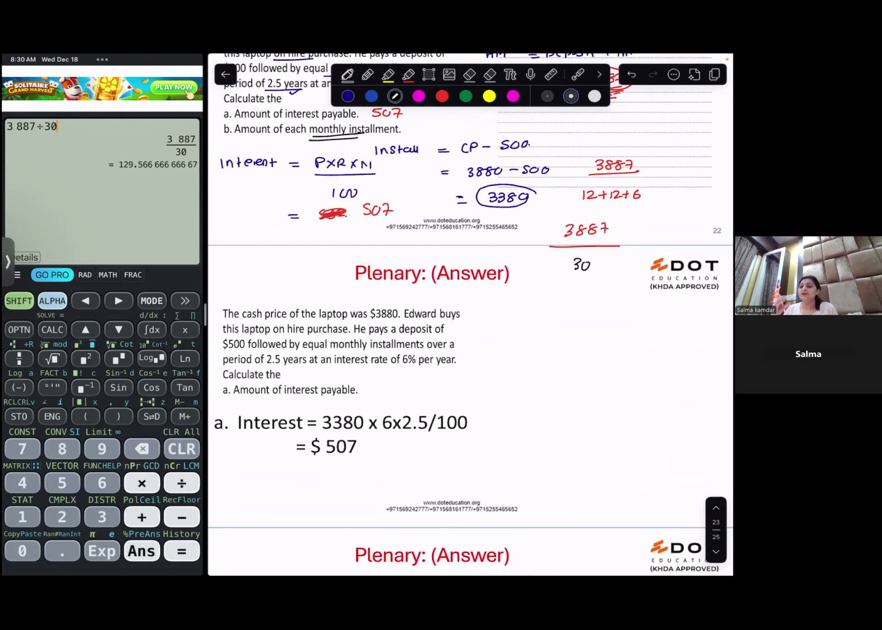With this, we complete the topic of hire purchase. Here you should clearly know the down payment, cash price, the deposit amount, the interest amount, the remaining amount, and how to calculate interest using the formula.